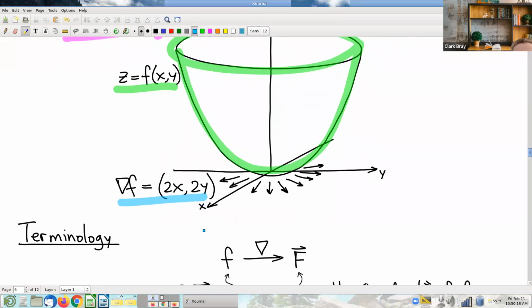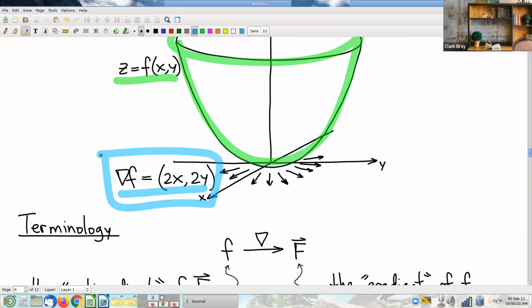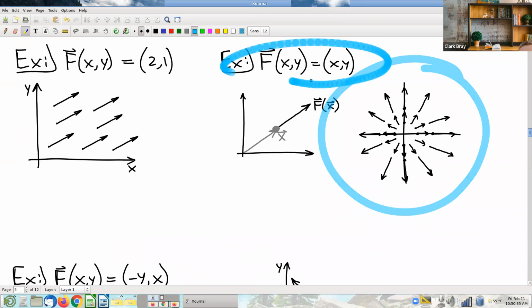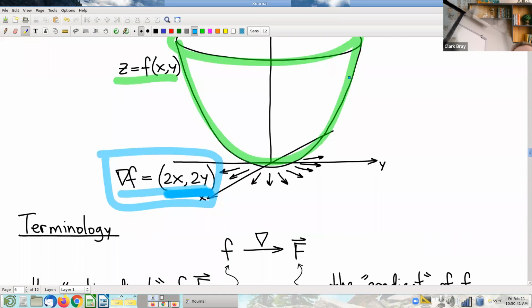We actually understand how to draw a picture of this vector field here. It's a lot like that x comma y vector field, but just twice as long. So this is really a lot like this one, right? Very, very similar, just longer. So it's this kind of radially outward kind of a thing.